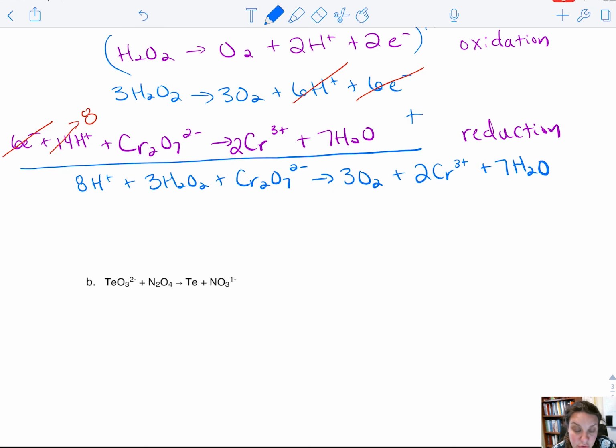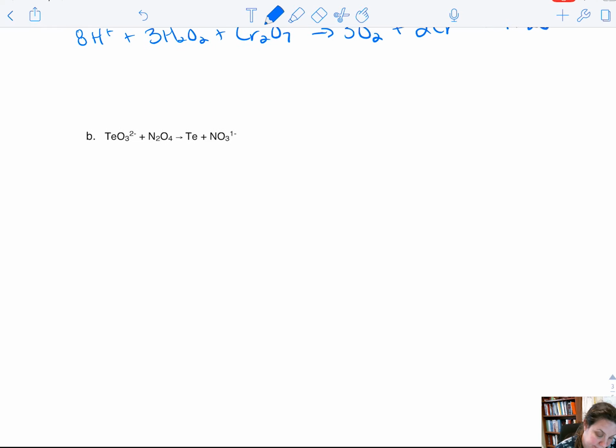In the end of this, we should have all of our elements balanced out. So if we take any one of these and count them up, they should be equal. So for instance, our hydrogens on the left side, we have 8 hydrogens plus our 6 hydrogens give us a total of 14 hydrogens on the left side. On the right side, we have 7 H2Os, so we have 14 hydrogens on the right side, so we are good. Let's try the next one.